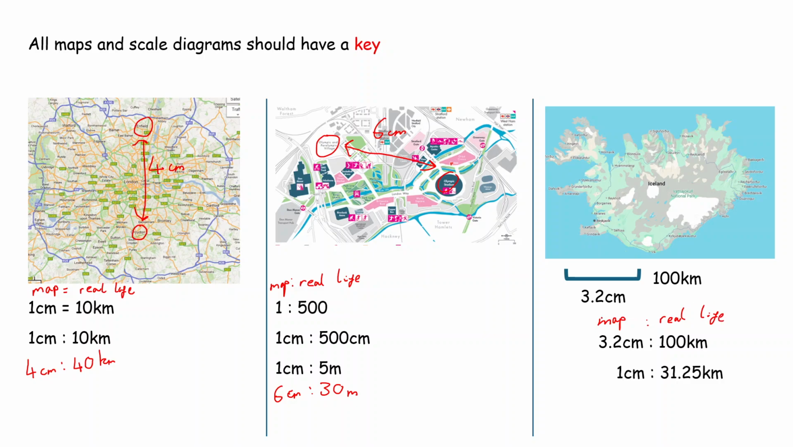And what is really useful is to get your ratio into a unit, a one-hit. So what they've done here is to get from 3.2 to 1, they've divided by 3.2 because 3.2 divided by 3.2 gives you 1. You can do the same thing over here. Divide 100 by 3.2. 100 divided by 3.2 gives you 31.25. So 1 centimeter on the map is 31.25 kilometers in actual life.